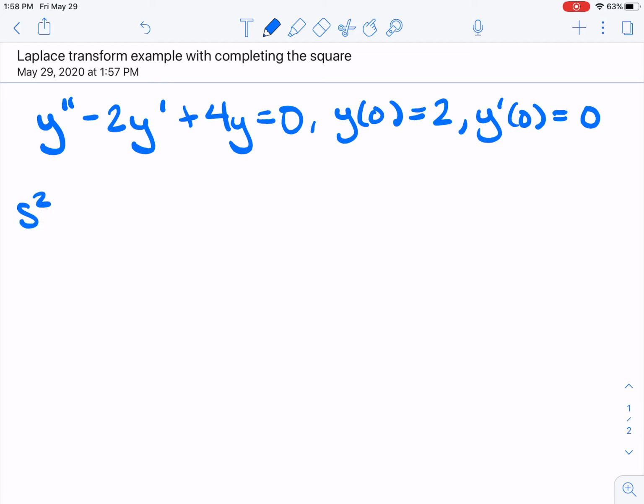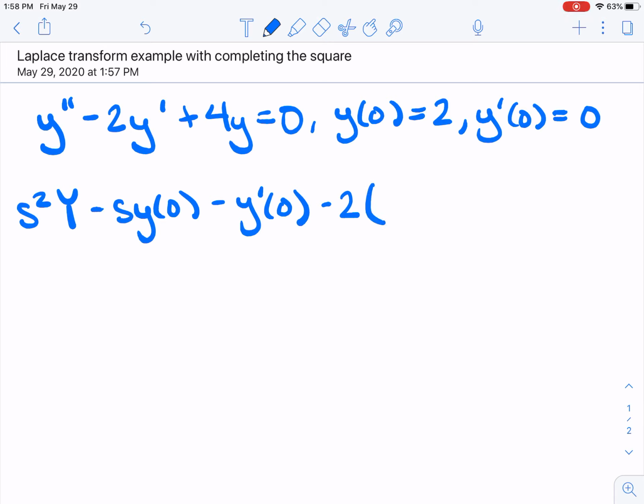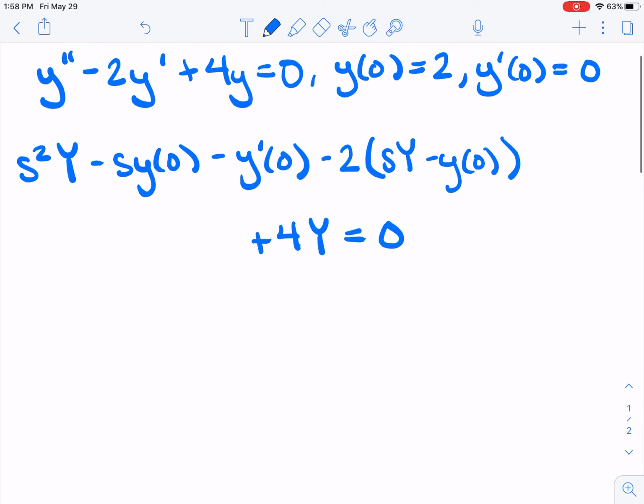We have s squared capital Y minus s times y of 0 minus y prime of 0, minus 2 times the Laplace transform of y prime, which is s times capital Y minus y of 0, plus 4 times capital Y, the Laplace transform of 4y, equals 0. The Laplace transform of 0 is 0.